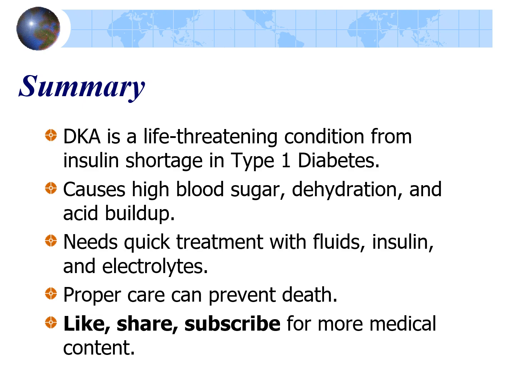Alright, so we've come to the end of the session. To wrap up, DKA is a dangerous but manageable complication of type 1 diabetes caused by insulin deficiency. It presents with high blood sugar, dehydration, electrolyte loss, and acidosis. So, prompt recognition and treatment with fluids, insulin, and careful electrolyte management can save lives.